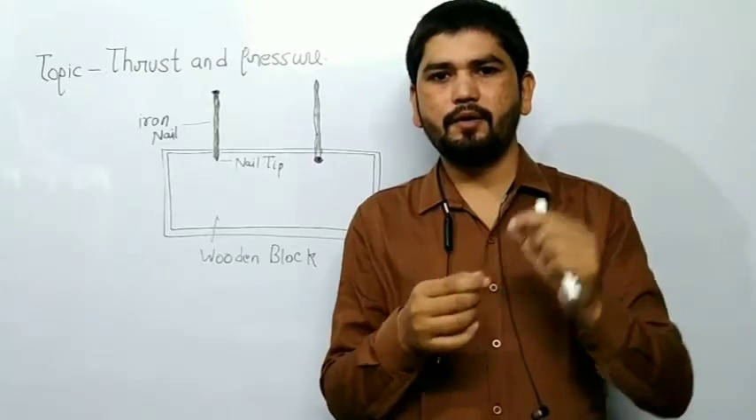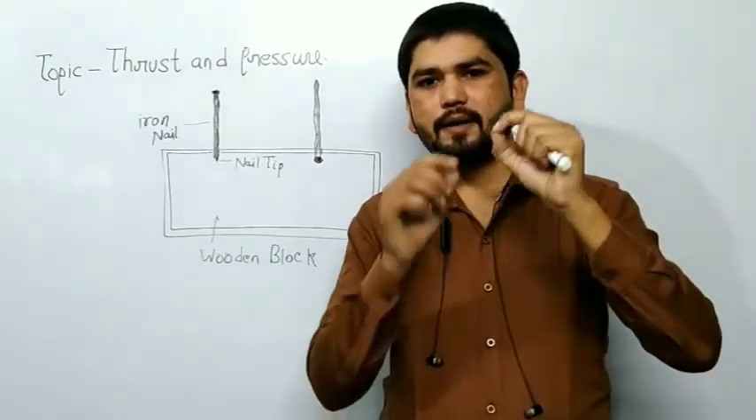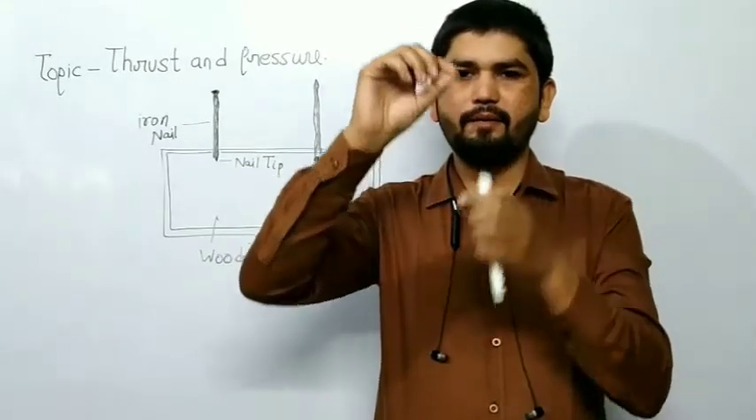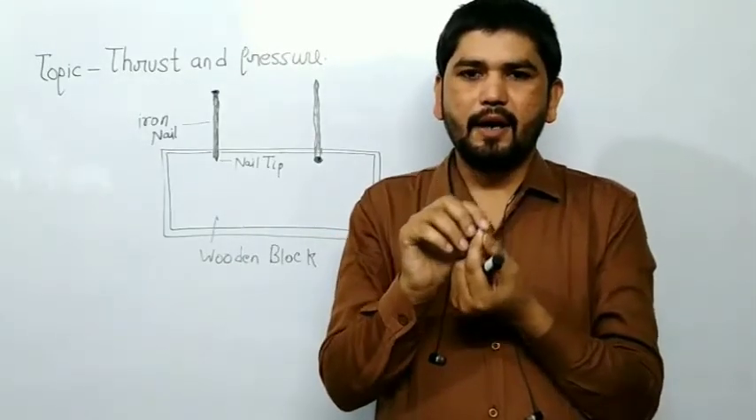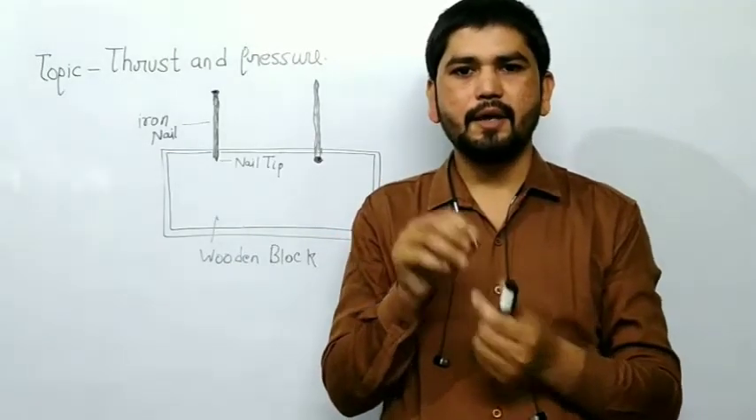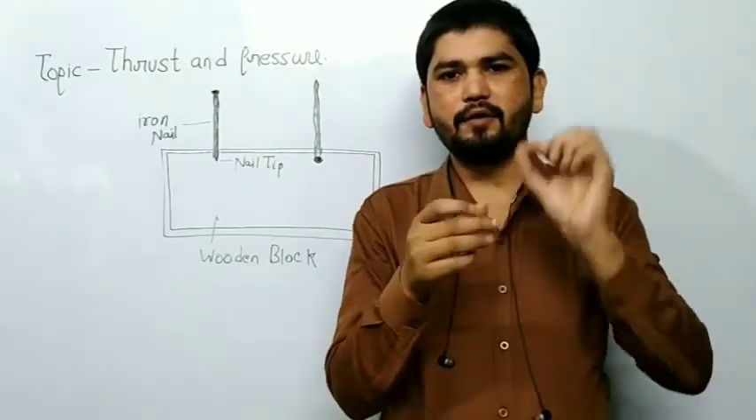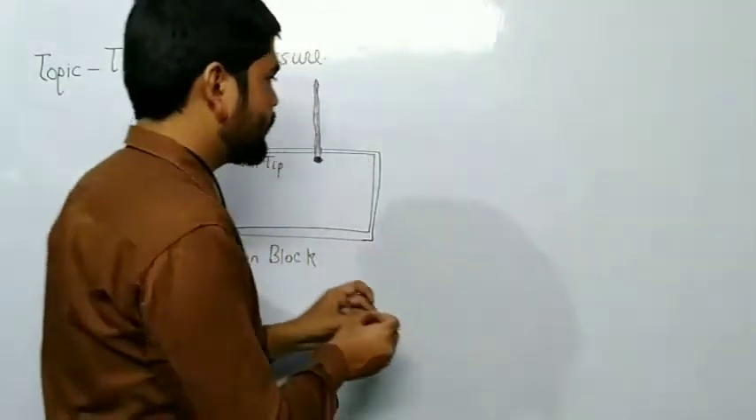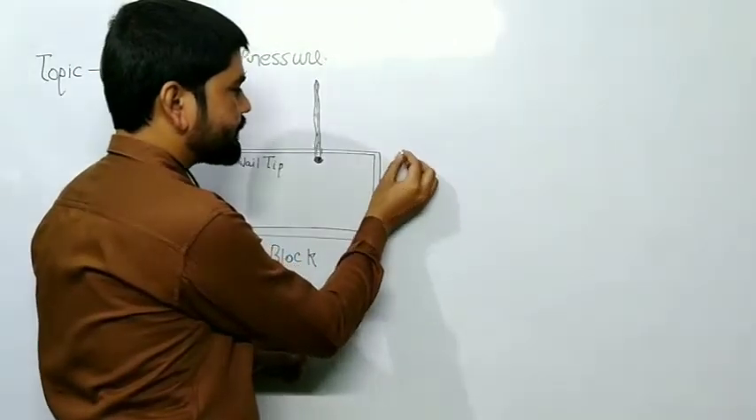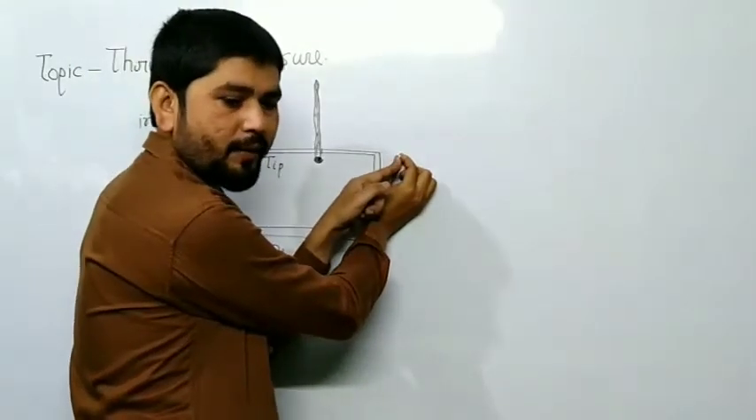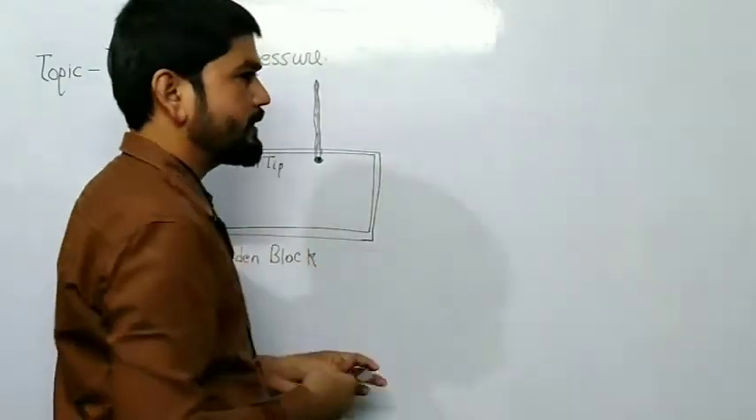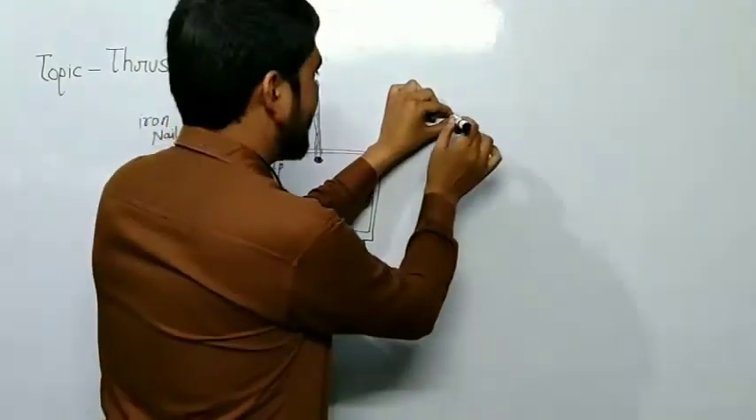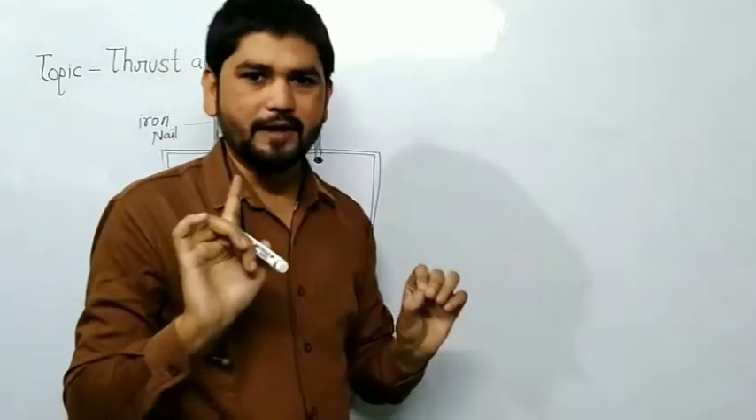If we want to embed this iron nail in a wooden block, we will apply the force at the greater area side. Suppose I am going to embed this iron nail in the board. I will keep it like this and apply the force from here. Suppose this is my hammer. I will keep it like this and apply like this. This is one activity.